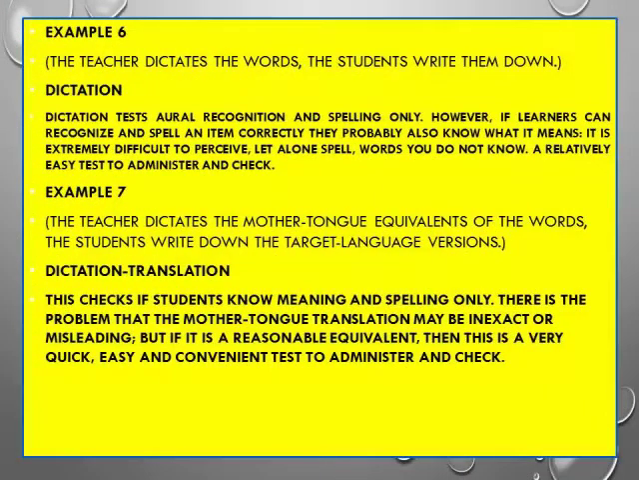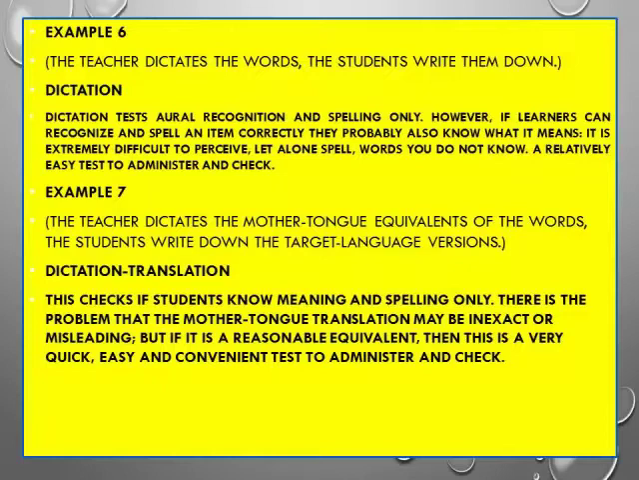Example 6. The teacher dictates the words, the students write them down. Spelling dictation, we can say. Dictation tests oral recognition and spelling only. However, if learners can recognize and spell an item correctly, they probably also know what it means. It is extremely difficult to perceive, let alone spell, words you don't know. A relatively easy test to administer and check.